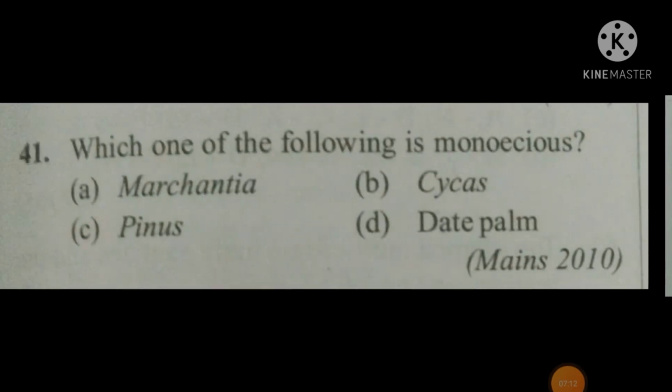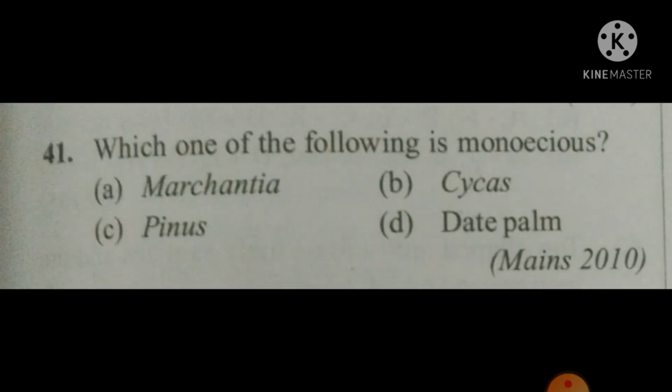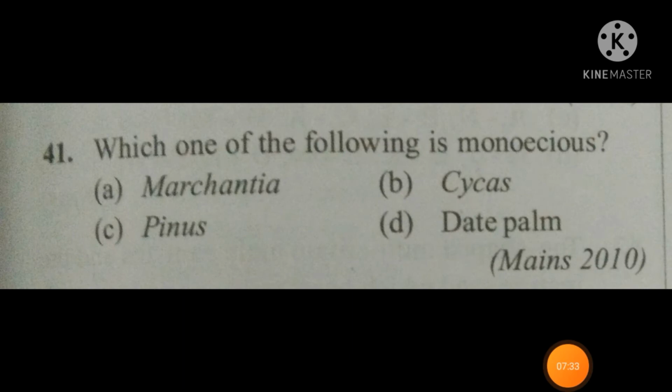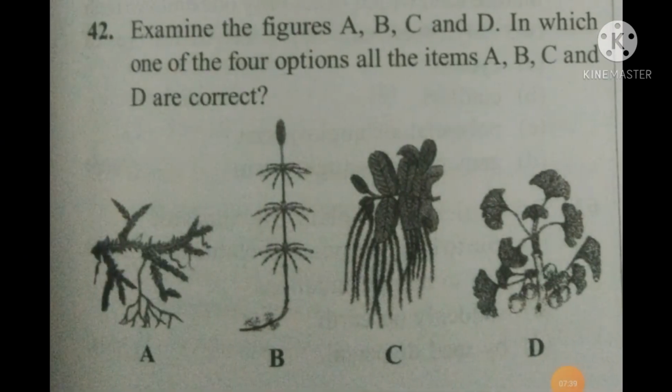Next question. Which one of the following is monoecious? A. Marchantia, B. Cycas, C. Pinus, D. Date palm. So the correct answer for this is C. Pinus.